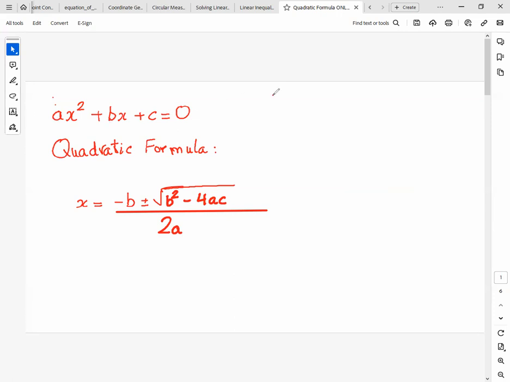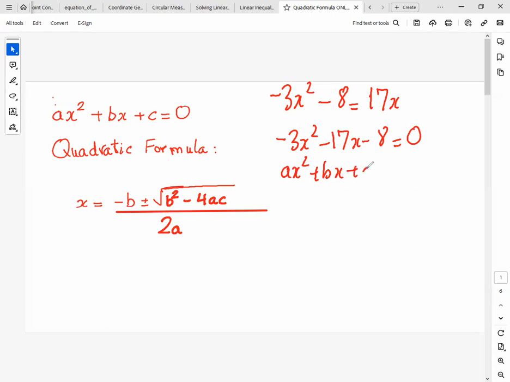So let's say the equation is −3x² − 8 = 17x. So this is −3x² − 17x − 8 = 0. So now ax² + bx + c = 0. So in this case, a is −3, b is −17, and c is −8. And once you know these values, you will substitute them in this formula. Now we're going to look at some examples as to how you make this substitution in this formula.